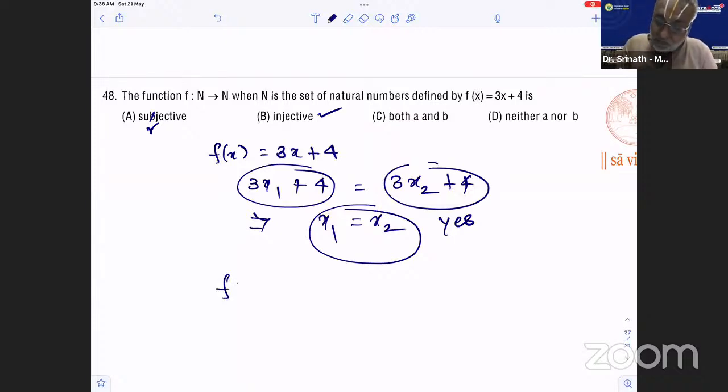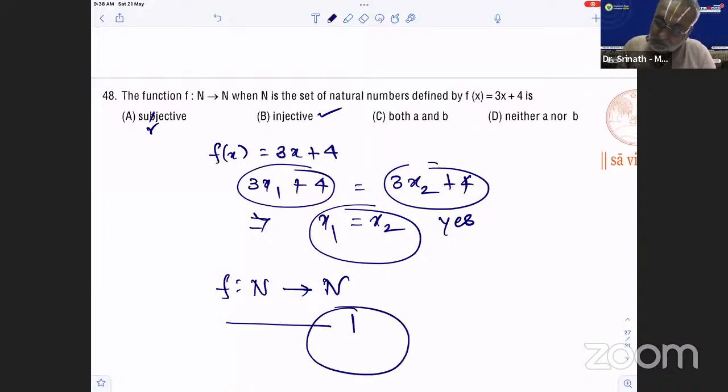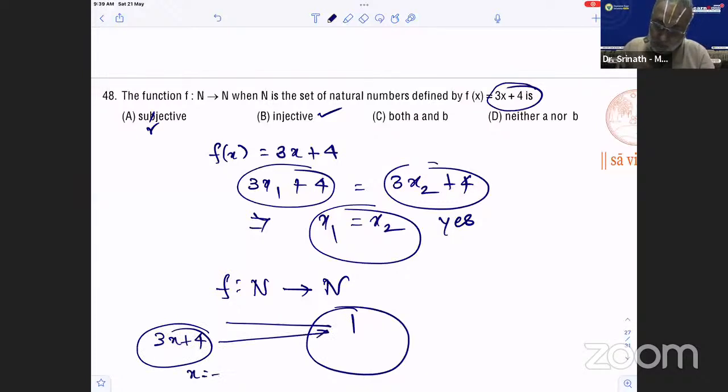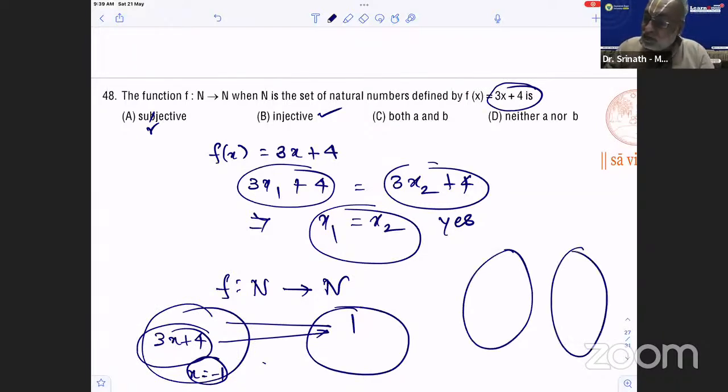Now, f is a function from N to N. Now, there is a number called 1. Is this 1 having any association from 3x plus 4? If 3x plus 4 is associated to 1, then x will become equal to minus 1. But minus 1 does not belong here. So you observed that this 1 doesn't have any pre-image. So 1 is left out.